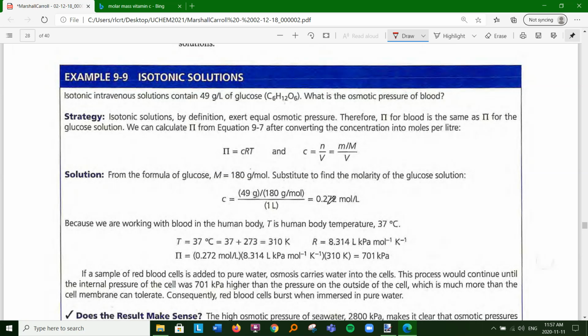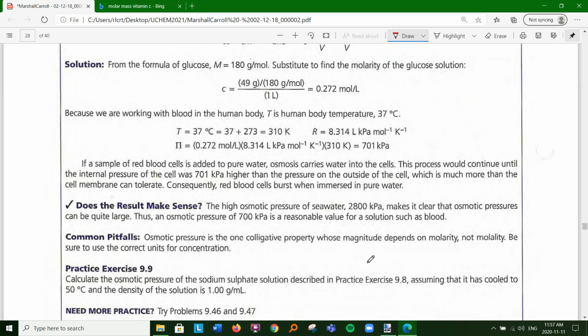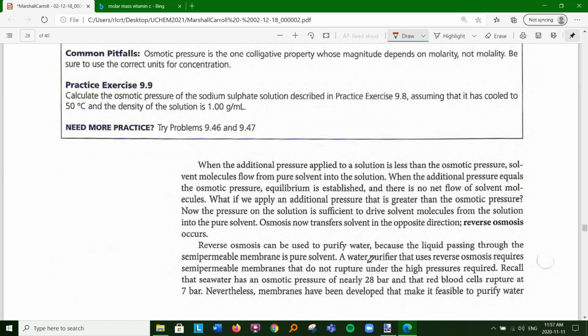Temperature, we're assuming the person is hot-blooded, so 37 Celsius or 310 Kelvin. So you get 0.272 moles per liter times the gas constant, 8.314, times 310 Kelvin. So you get 701 kilopascals is the osmotic pressure. Osmotic pressure, by the way, is the one colligative property whose magnitude depends on molarity, not on molality. Okay, and you can try that practice example if you want.